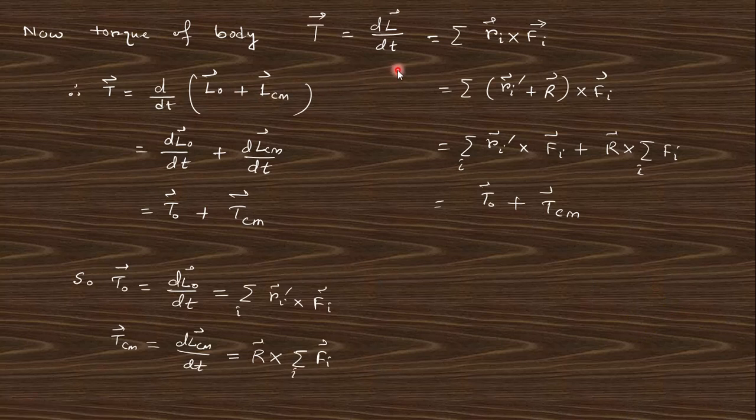So the torque tau equals dL/dt, and this can be written as r cross F. This is for the ith particle, and summation gives you the total body, and this r will be written as the sum of these two. So separate out, this gives you the torque about the center of mass, and this is the torque of the center of mass. And in another way, you can write down this dL/dt. L is L0 plus LCM. Separate out, you will get the equation. So after comparing this, T0 can be written as this, and TCM can be written as this. So this is the torque of the body with respect to the center of mass, and this is the torque of the center of mass. Clear? Go to the next question.